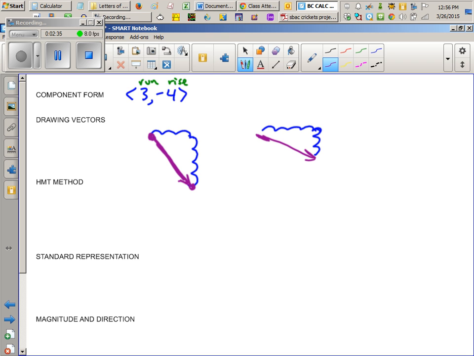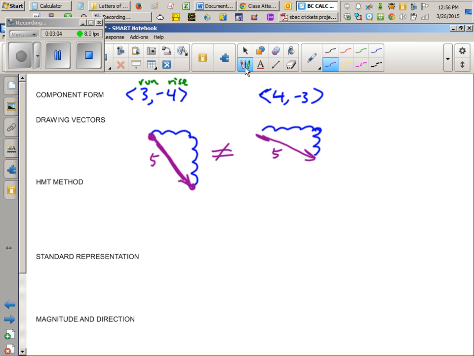So this is a different vector. These are not the same. This is the vector 4, negative 3, you see. A little bit different. Over 4, down 3. What these vectors both have in common is they have the same length. That is true. They're both length 5, but they're different vectors. All right? So those are not the same.